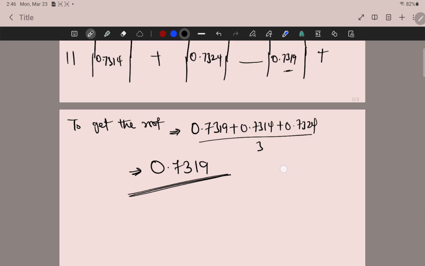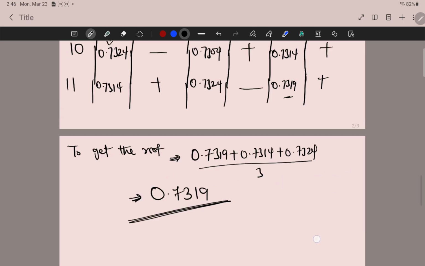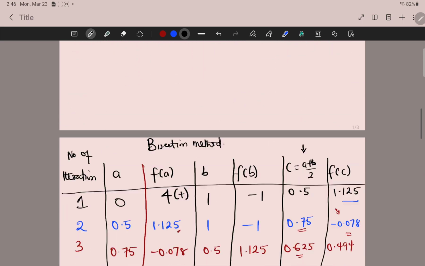When we use the Regula Falsi method, it gave us 0.7321. So it's very close, right? So that is how to use the bisection method. Now let's use a calculator trick on Newton-Raphson's method.